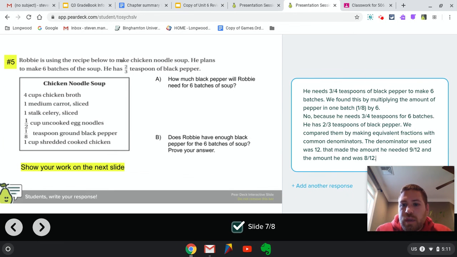So again, there's a lot in here in explaining it, and we could explain a little bit further, but I think this explains it pretty well, just saying that we made equivalent fractions and had the same common denominator, and then it was easy enough to look at them and say, okay, well, he needs 9/12 and he only has 8/12. Really explains to us why he does not have enough. He comes up really short. Like I said, 2/3 and 3/4 are really, really close to each other. Look at that. We're looking at 12ths here, and there's only 1/12 difference between them.